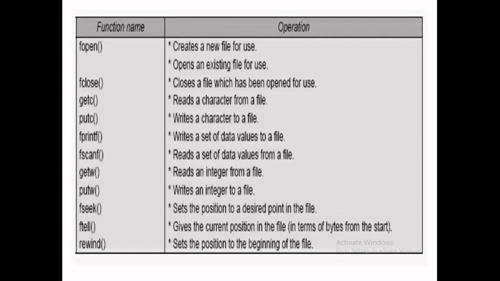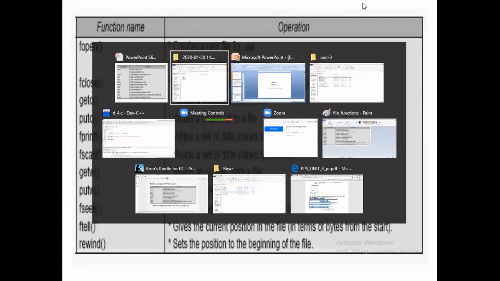Next, getc and putc. Getc means get one character from a file. That is the meaning: read a character from a file. You can take this file.